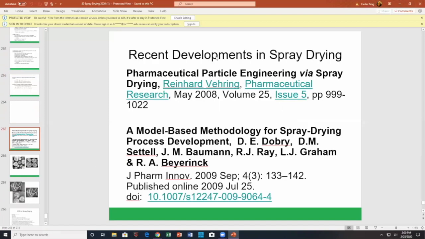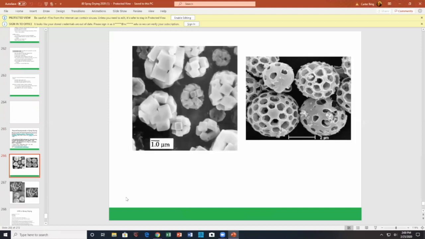Obviously, 2008 is a long time ago. And they claim this is recent developments in spray drying. So we have these chaps, all very capable people, I'm sure. What's interesting is look at this stuff they're spray drying and creating. Jeez, oh man. Look at that thing. Boy, that's got to be unique. That's fairly interesting as well.